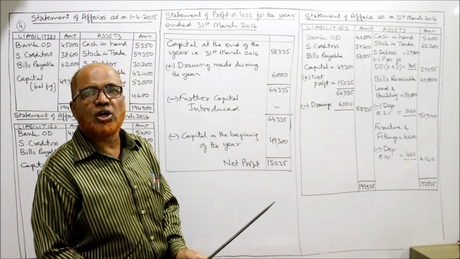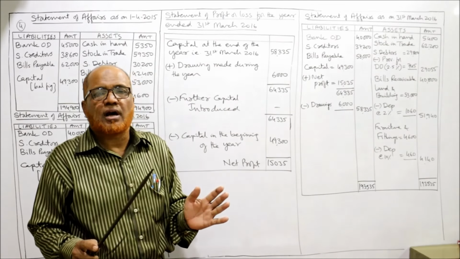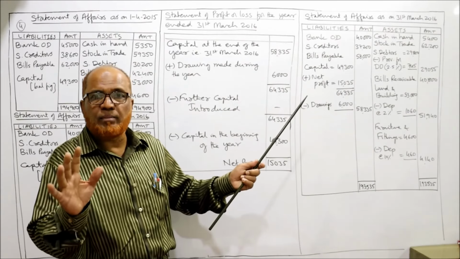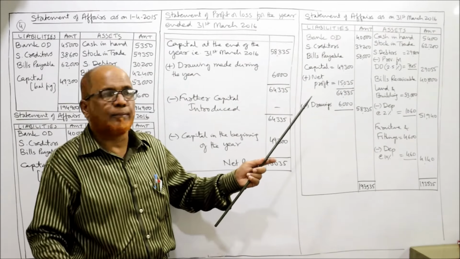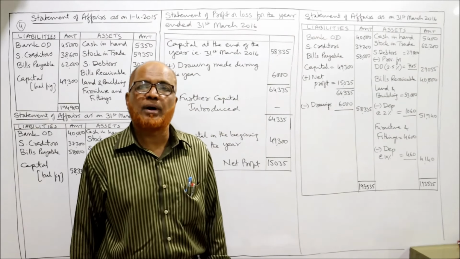Here we have taken balancing figure because we don't know how much is the profit. After calculating the profit, the picture is very much clear that opening capital 49,300, add net profit, less drawing, we got 58,335. Now the total of the liabilities and assets will tally, that is 1,93,535. So this is the end of problem number 4.